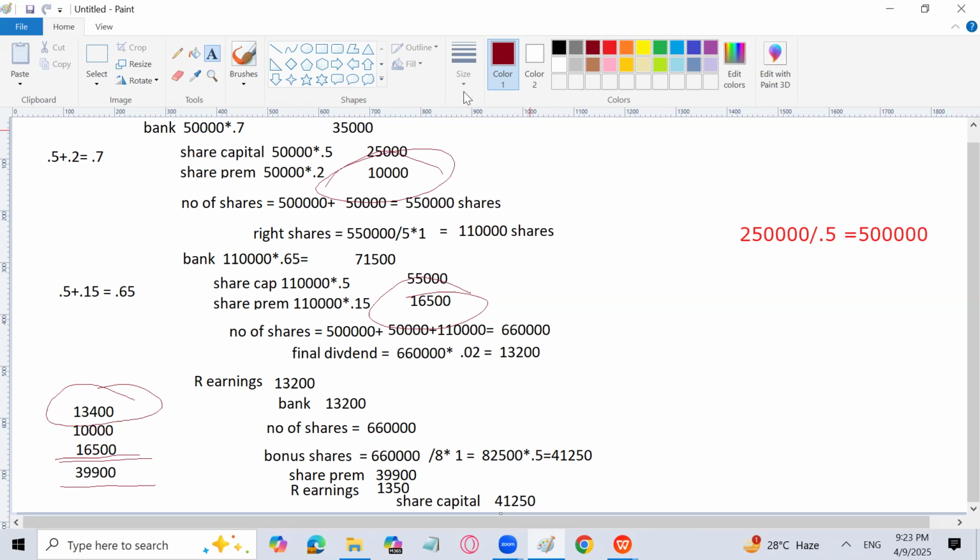And now I'm going to prepare the accounts: share capital account, share premium account, and retained earnings account.